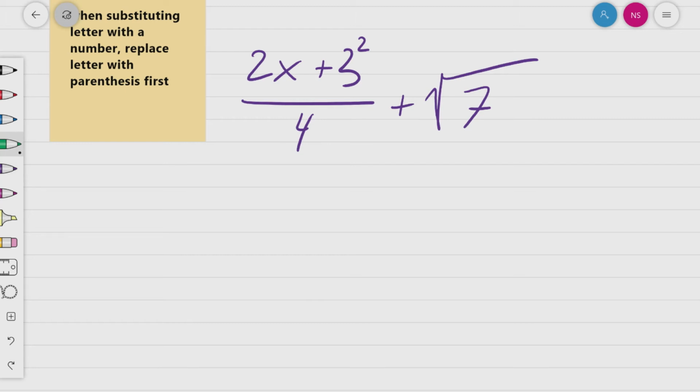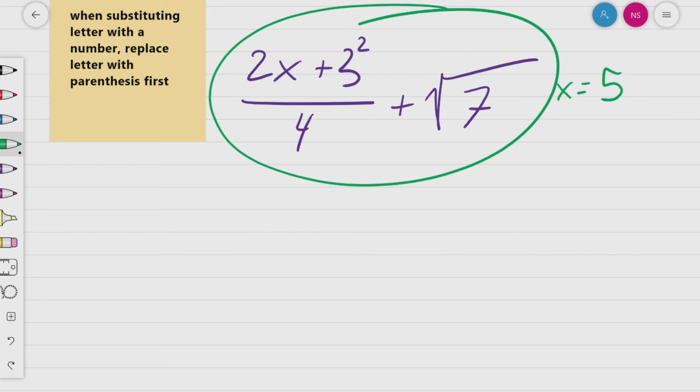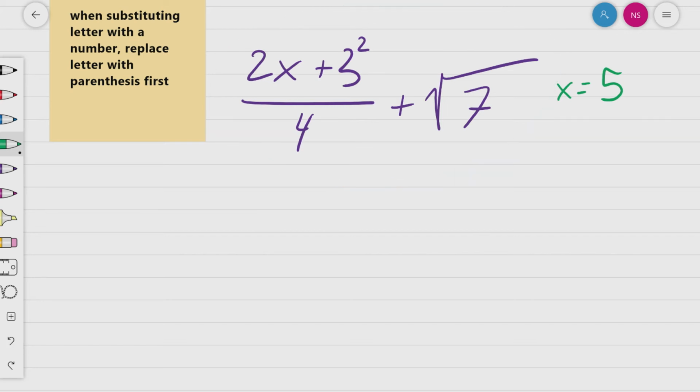The question says something like evaluate the following expression, or probably in some other fancy way, but it's along the same lines. Evaluate the following expression when x equals 5, let's say. Okay, so I'm going to rewrite the problem, and wherever I see an x, I'm going to substitute it with parentheses first. Alright.